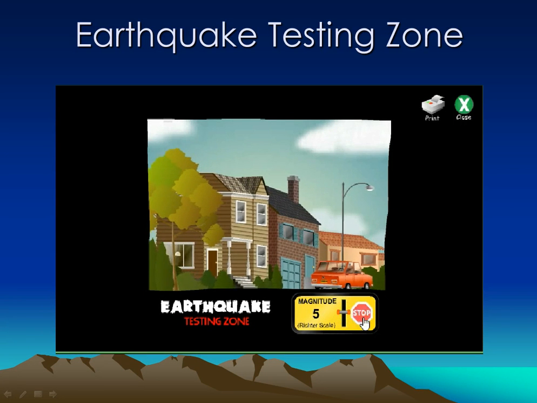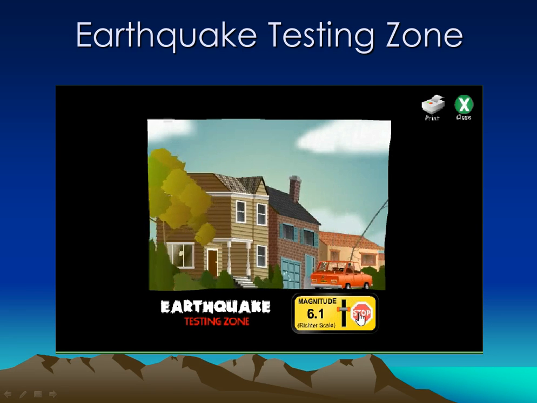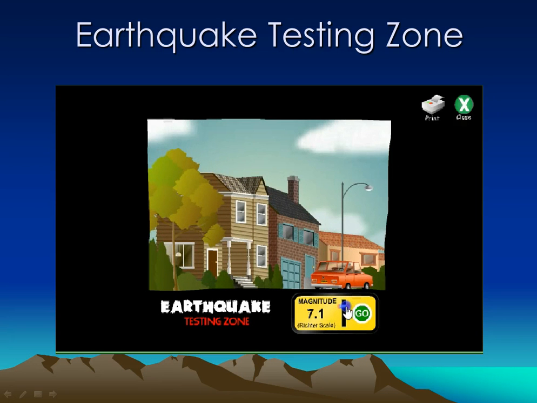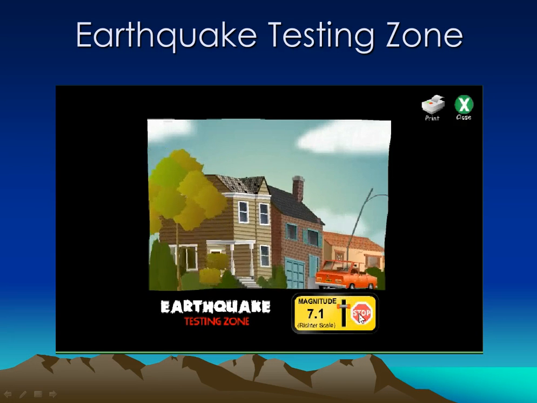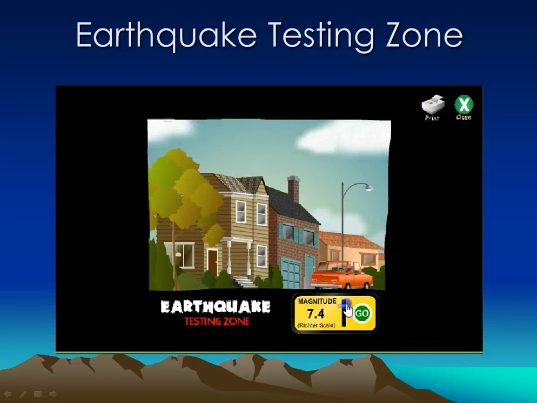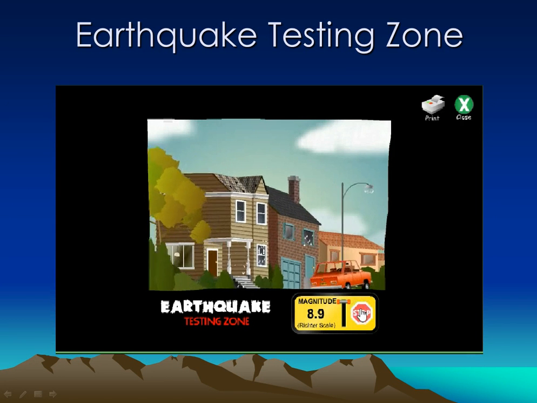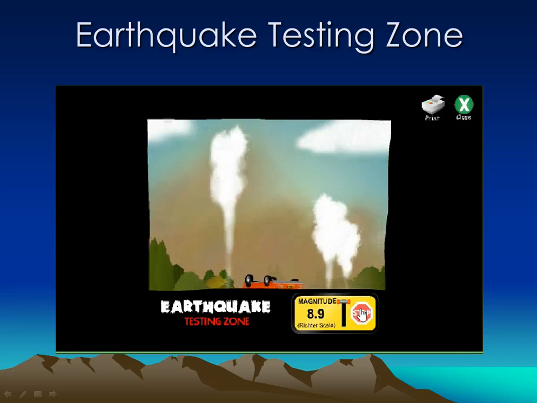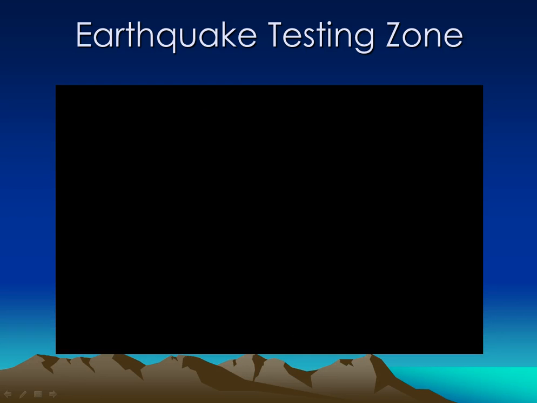Let's move it up to a 5. Here we start to see some damage. You saw some windows shatter. Move it up to a 6. You're going to see even more damage. Now light posts are falling. Rooftops are falling off. Let's look at this one, a 7. Lots and lots of damage. All the way up to that 9. Gas pipes have broken. So there you can see the damage that earthquakes can cause as magnitude increases.